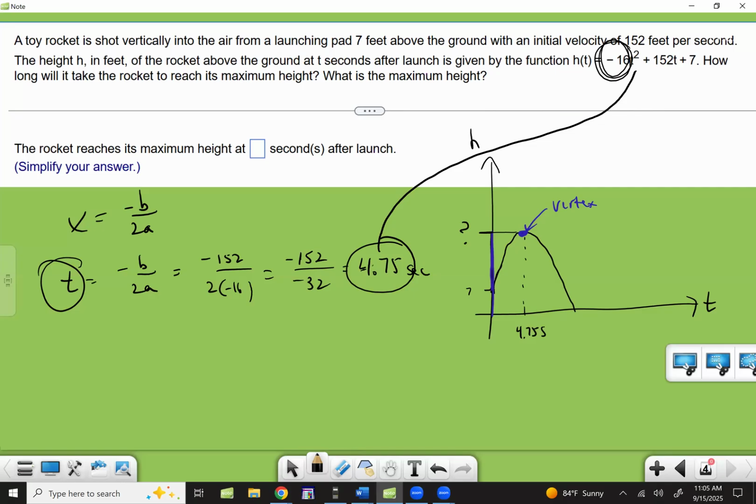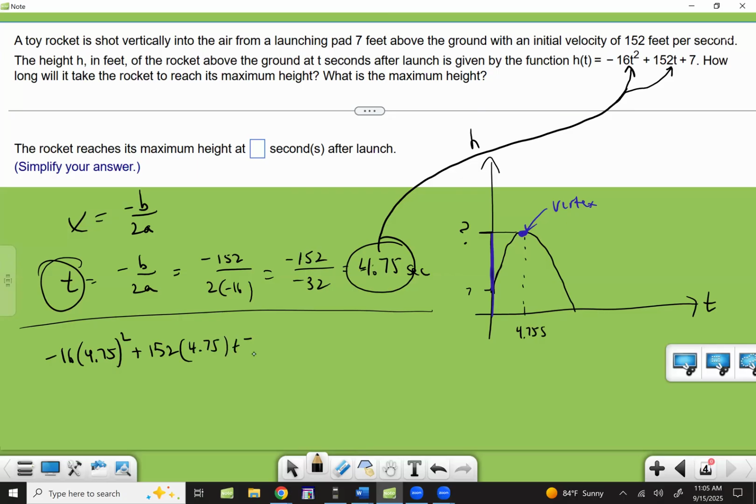So let me clean this up so you can see it better. We're going to have to substitute that in here and in here for both the t's to see how high this thing goes. All right, so here we go. Negative 16 times 4.75 squared plus 152 times 4.75 and then plus 7.